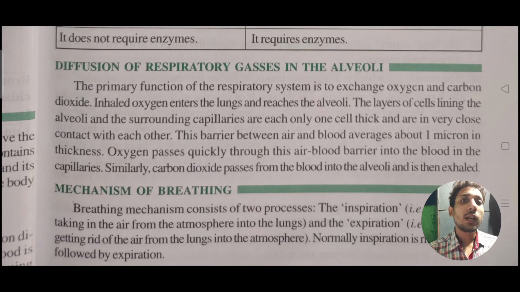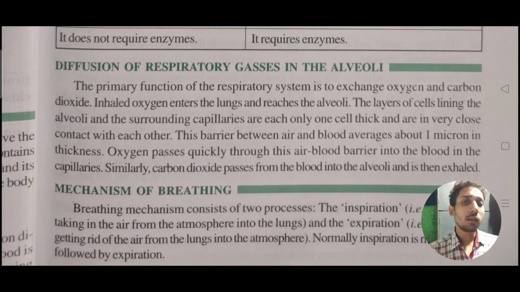Thereafter, the inhaled oxygen enters the lungs and reaches the alveoli. It means the oxygen which has been taken in by us will reach the alveoli. Thereafter, the layers of the cells lining the alveoli and the surrounding capillaries are each one cell thick and are in very close contact with each other. It means many alveoli are surrounded by capillaries, and all the capillaries are stuck close together. So the barrier between air and blood averages about 1 micron in thickness.